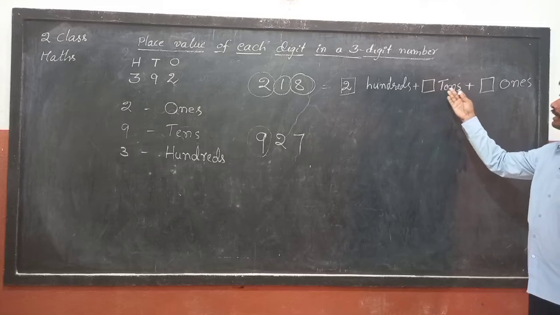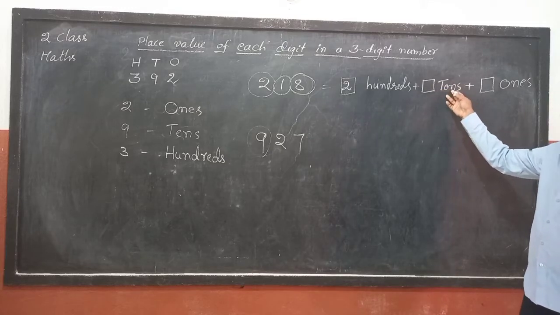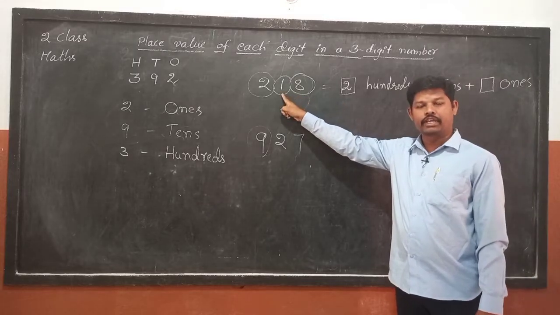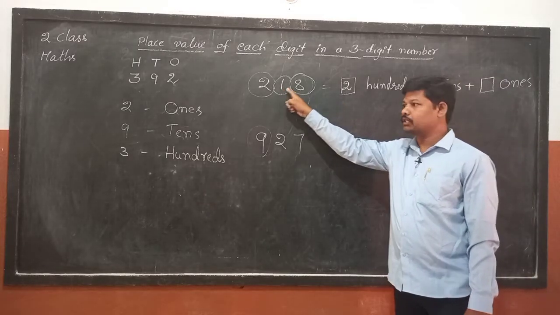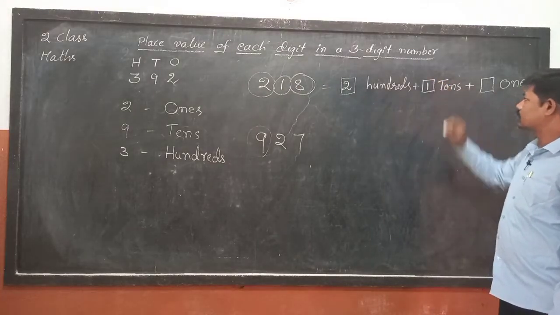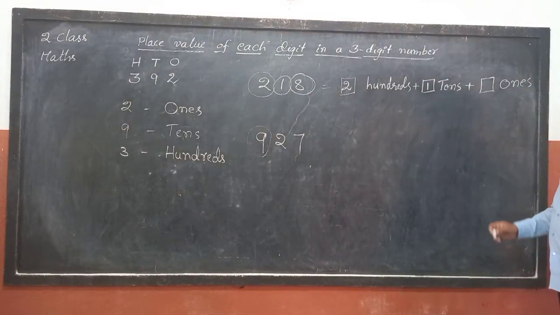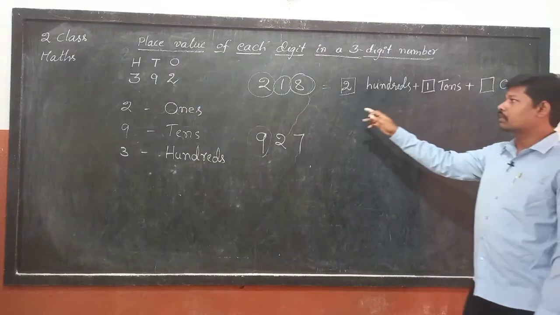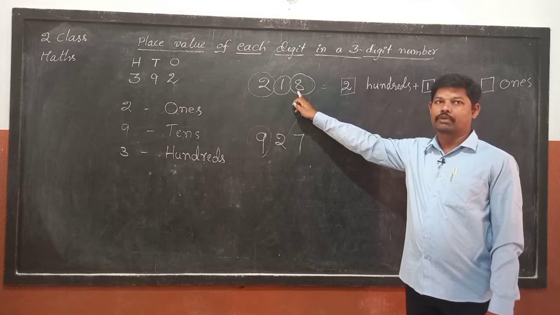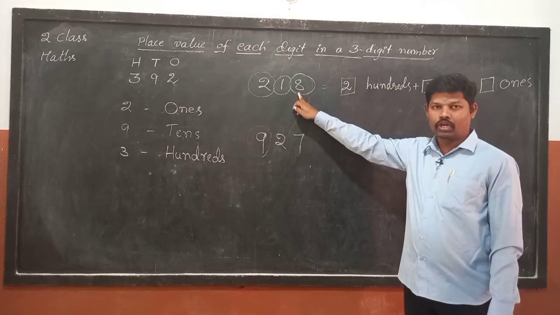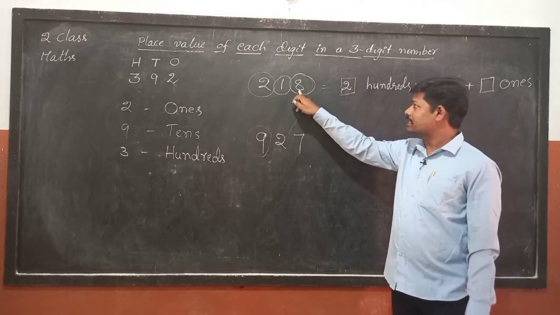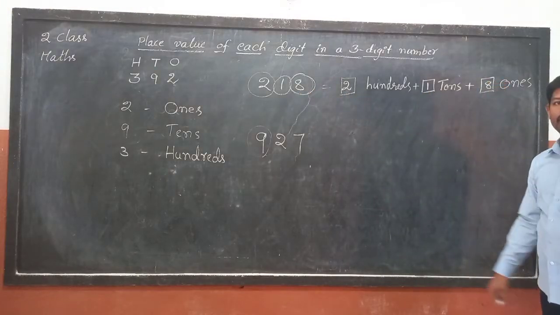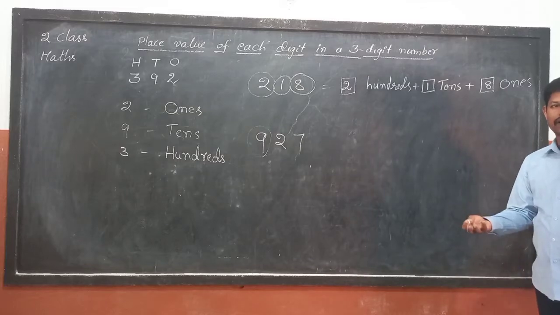Plus, dash tens. How many tens are there? That means, what is the digit present in the tens place? 1. So write 1 in the second box. And next one, dash ones. How many ones are there? So observe the digit present in the ones place. So this is the ones place. The 8 is present in the ones place. So here, 8 ones. I think you got the answer.